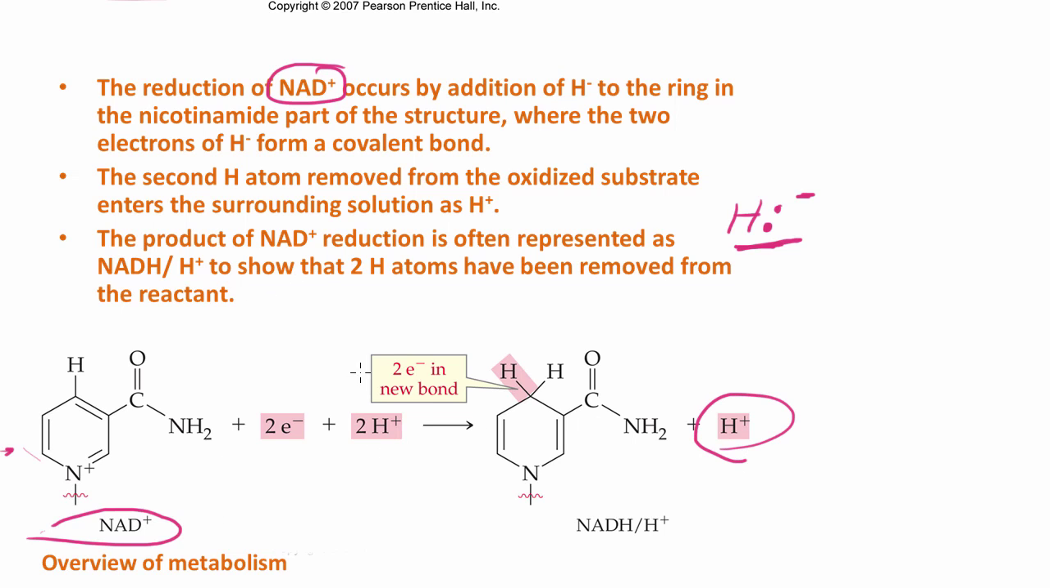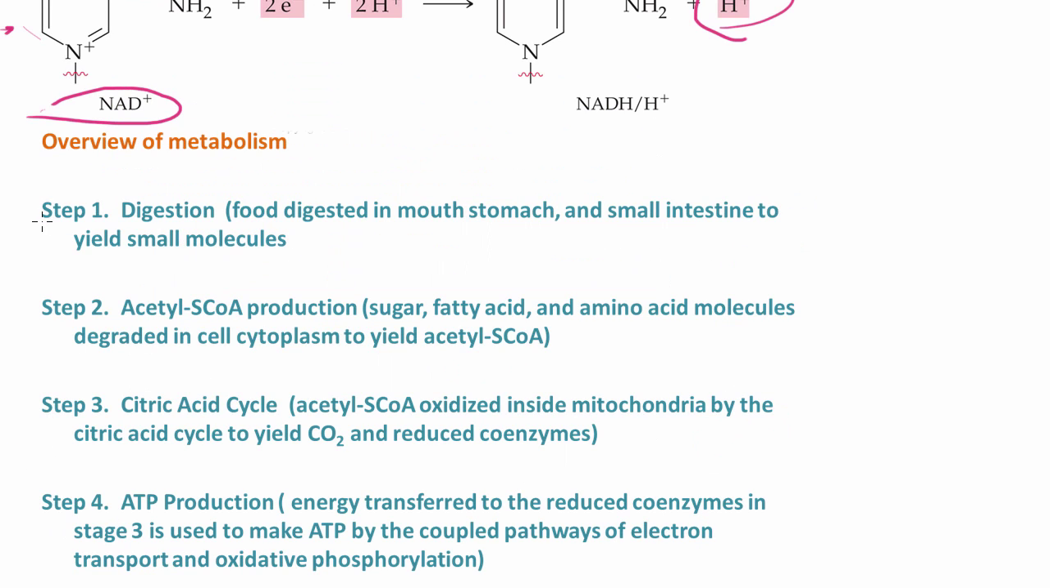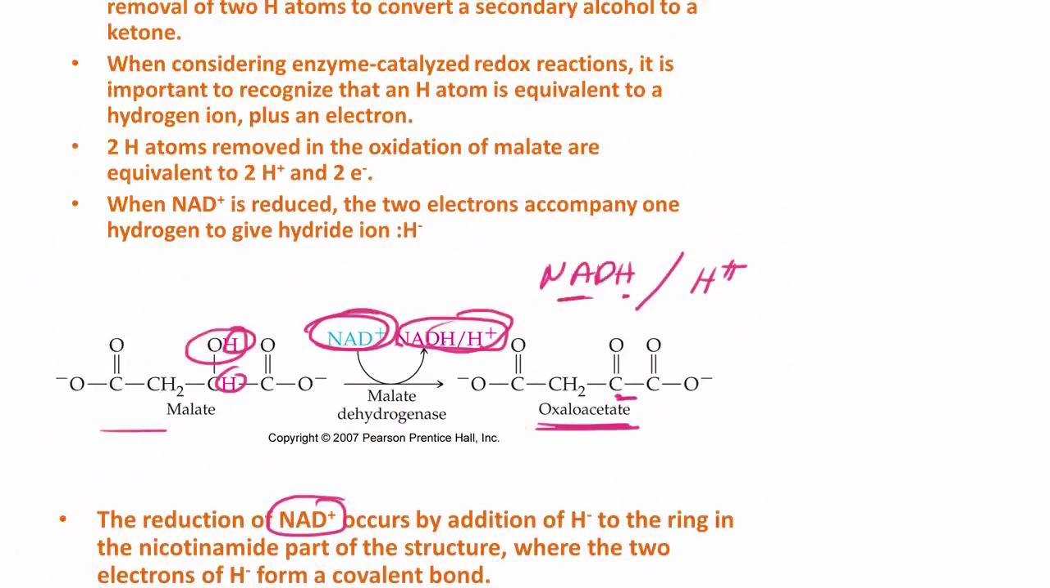The product of this reaction is often represented as this in order to show one hydrogen is bonded to the NAD and the other one is in solution. But this shows that 2 hydrogen atoms have been removed from the reactant. We already talked about step 1. We have digestion. We have step 2, the acetyl coenzyme A production. Step 3, the citric acid cycle. And step 4, ATP production.